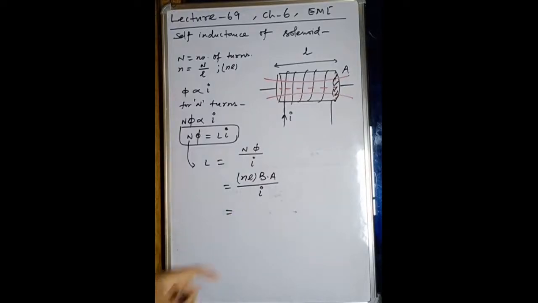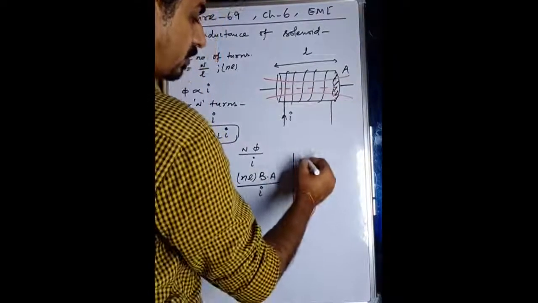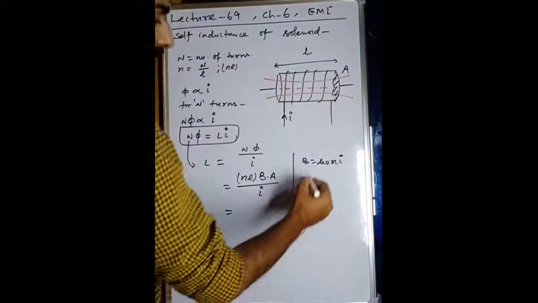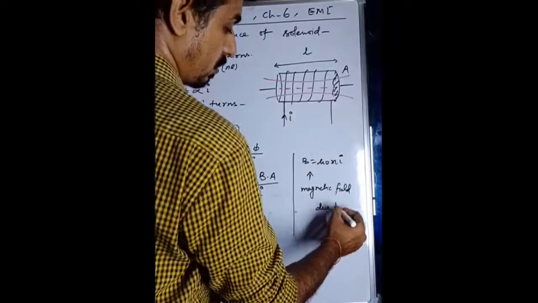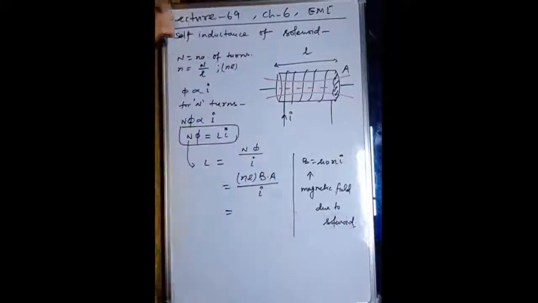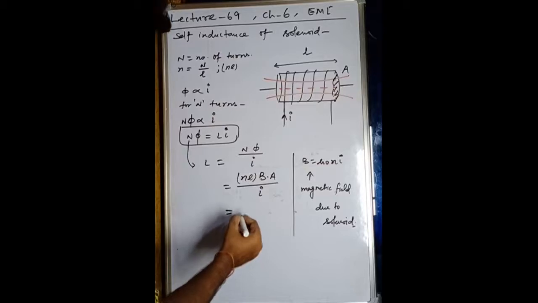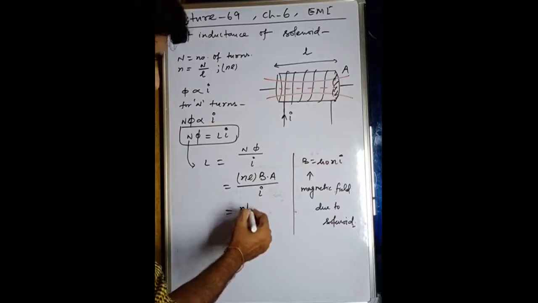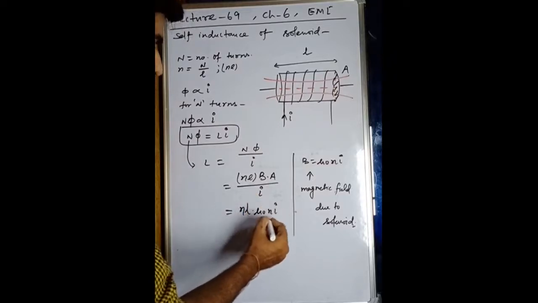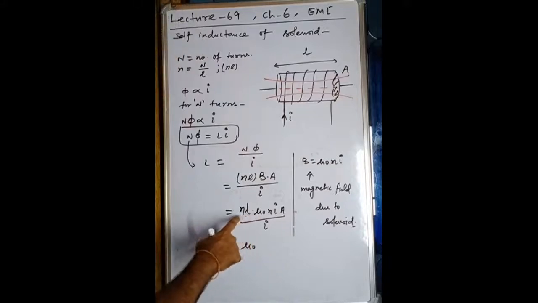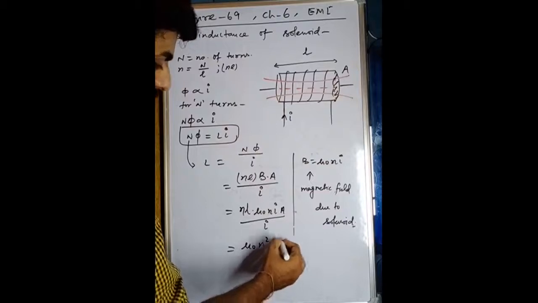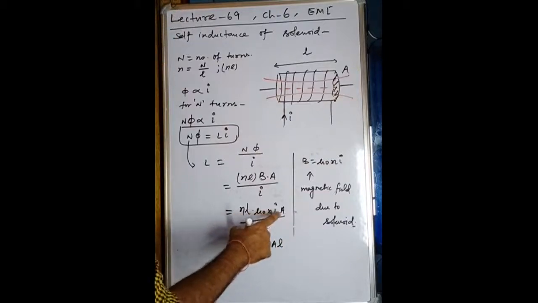Now, what is the magnetic field associated with the solenoid? We have studied it, try to recall. The magnetic field due to a solenoid was mu naught N I. I hope you remember. We can put the value of this B over here. So L is N times B times A divided by I, that is mu naught N I times A divided by I. I will cancel out, so we have the equation mu naught N square A times l.